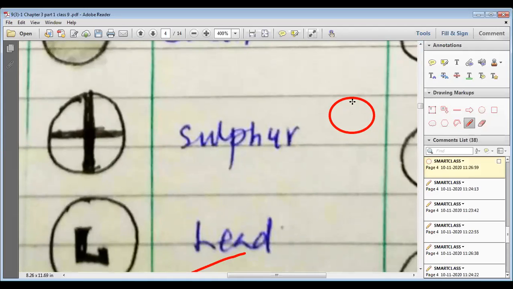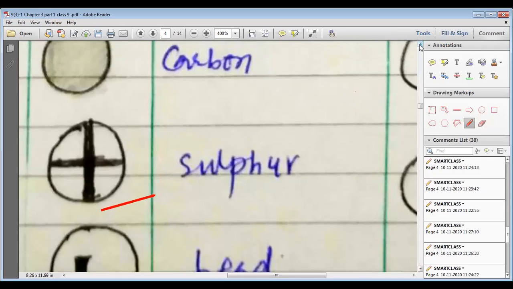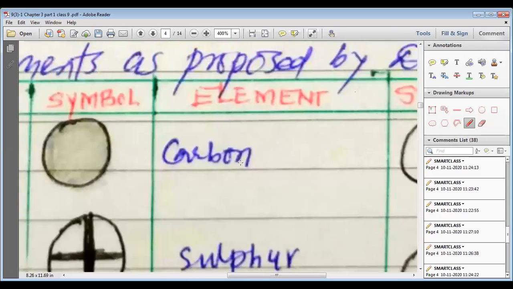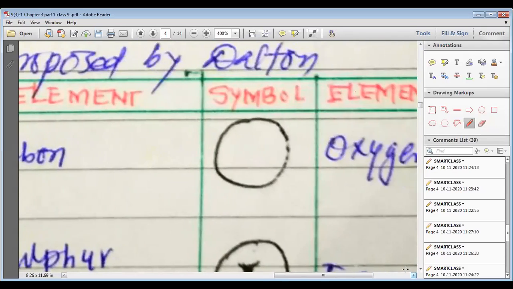You simply draw a cross mark into this circle, and this is the symbol for sulfur. Then we have the other symbol. This is the symbol for carbon, where you simply draw a circle and shade the inside region. Then we have the other symbols.